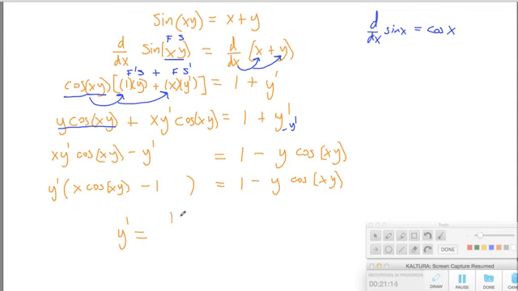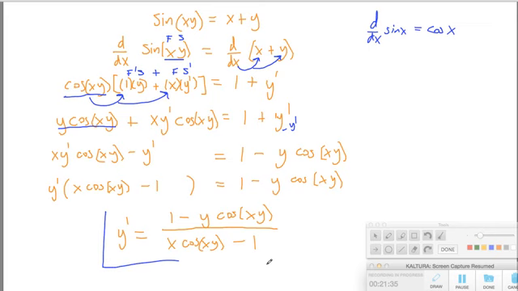So y prime is equal to 1 minus y cosine of xy, all over x cosine of xy minus 1. And that's your derivative for that particular problem.